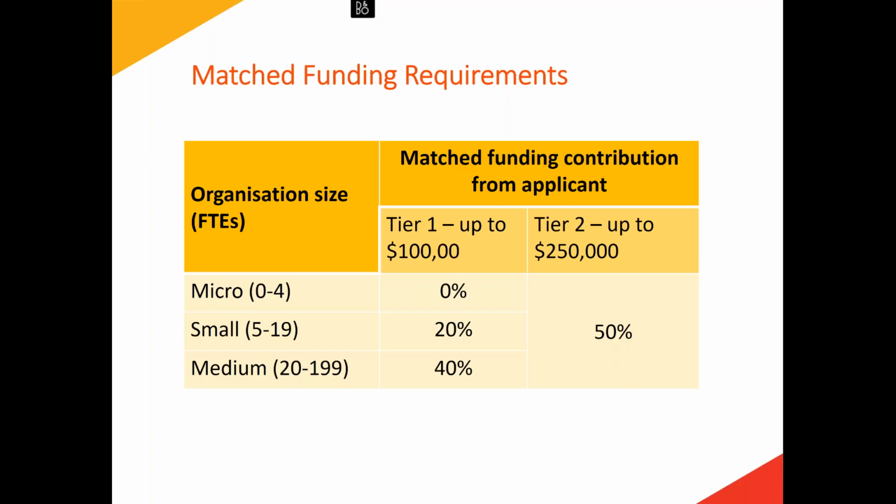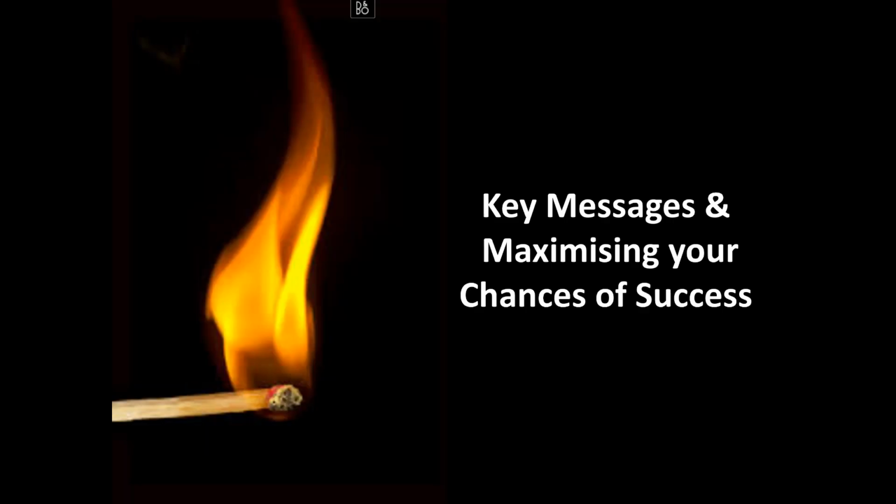So there's one change with this round, and that comes back down to contributions. In previous rounds, there wasn't a request for contributions for the 100,000, but you'll see in this table here that if you're a small business with 5 to 19 FTEs, you're looking at 20% contribution, and then for medium enterprises, it's 40%, and then for tier 2, of course, it's 50-50, 1-to-1 matching, 50%. So again, something just to keep in mind.